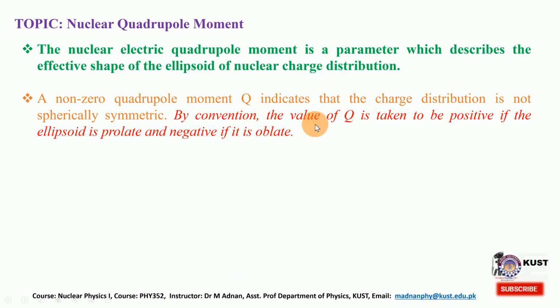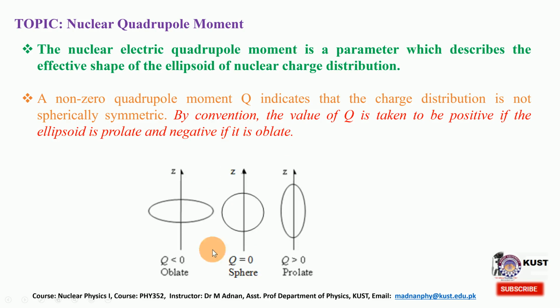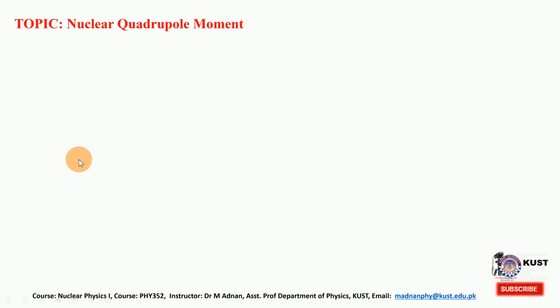By convention, the value of Q, the quadrupole moment, is taken to be positive if the ellipsoid is prolate, and negative if it is oblate. As on the previous slide, once we have deviation from spherical symmetry, the quadrupole moment will be there for the nucleus. So what are those parameters which can give rise to these deviations? Those we'll be discussing in this lecture.